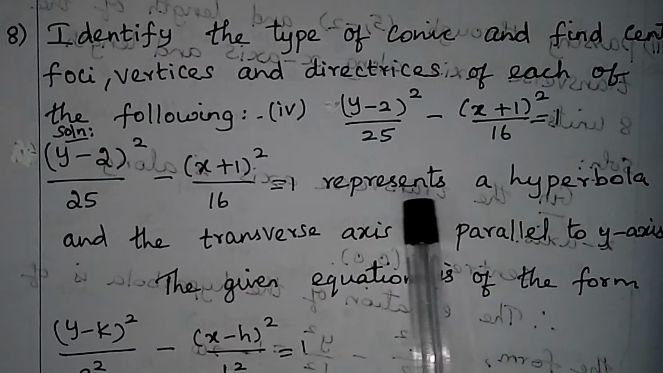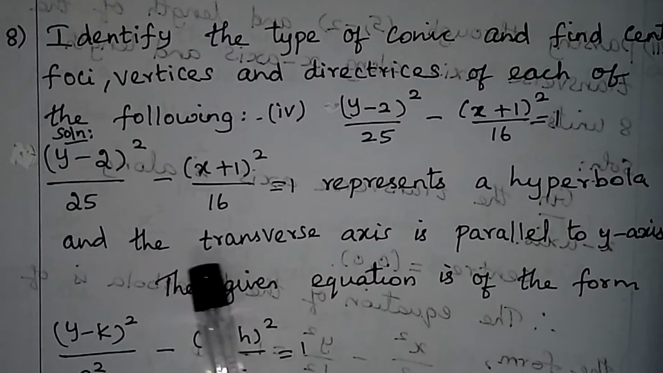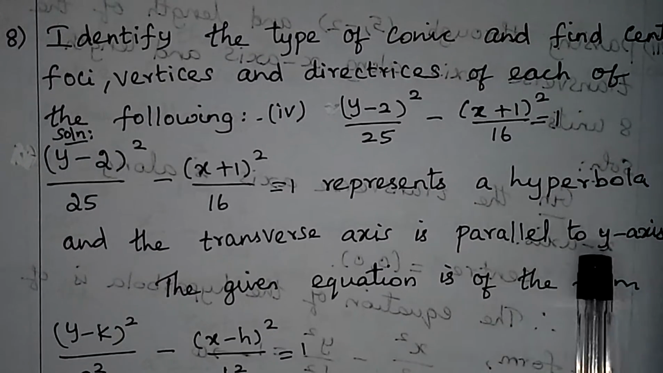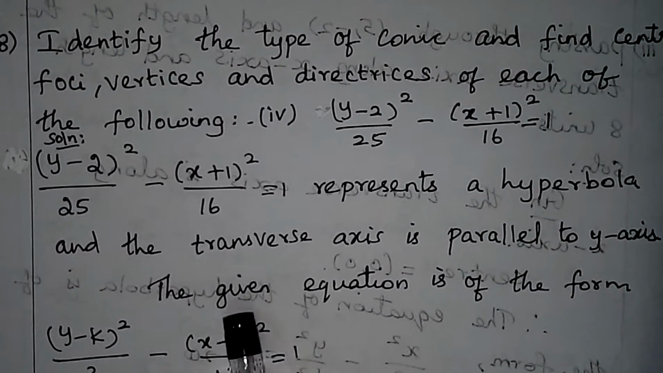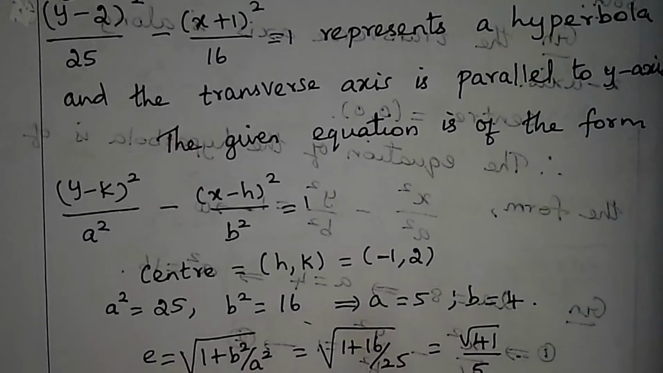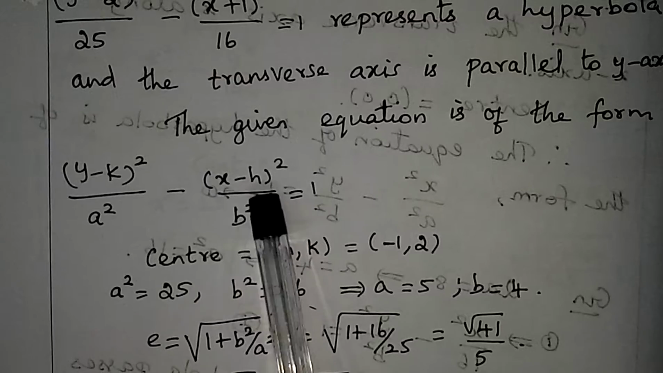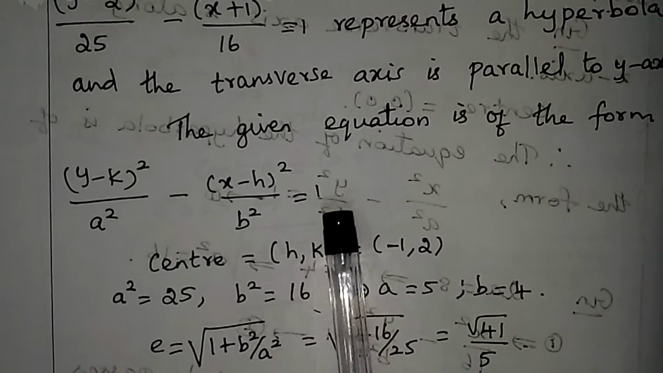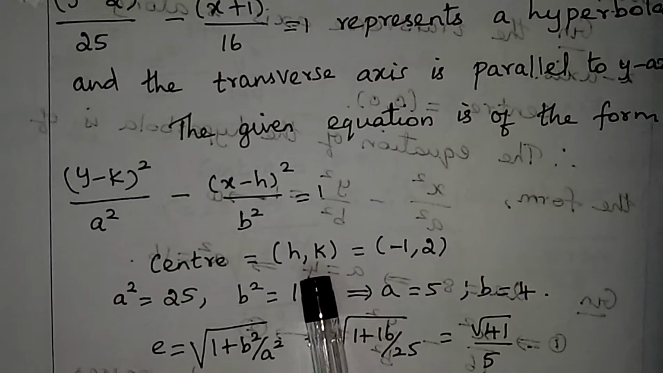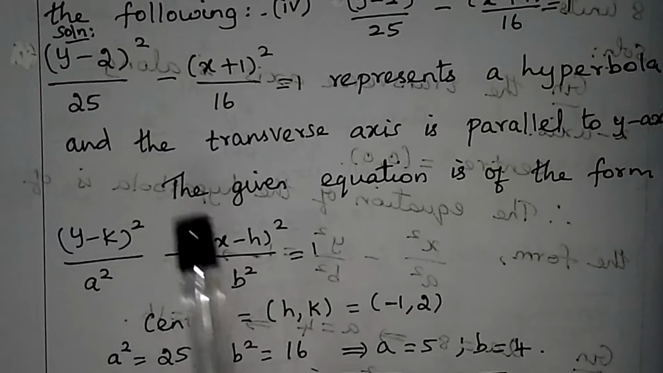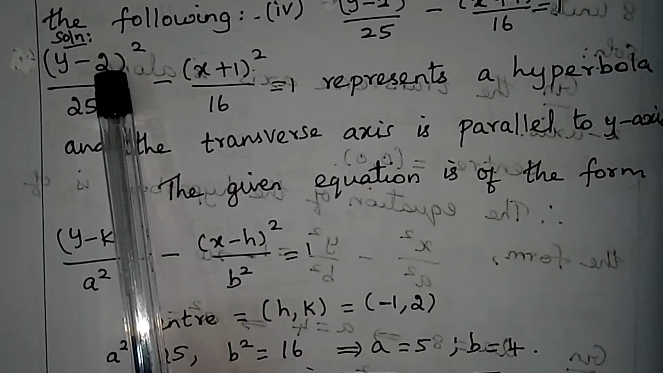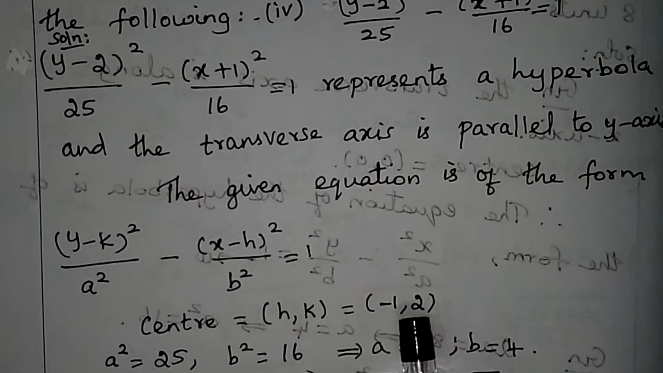So you can write it as: it represents a hyperbola, and the transverse axis is parallel to the y axis. The given equation should be of this form: (y minus k) the whole square by a square minus (x minus h) the whole square by b square is equal to 1. First we have to write the center. Center is h comma k. So y minus k, instead of k we have 2. Okay, k value is 2.